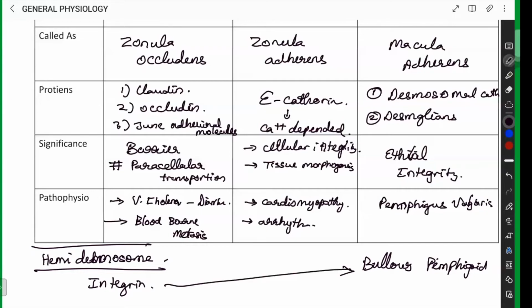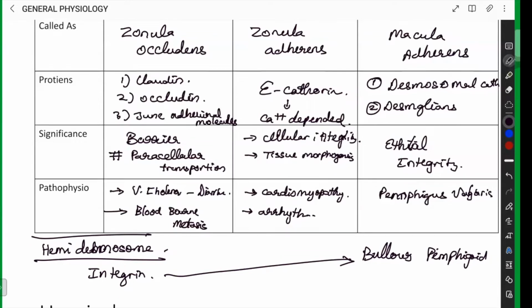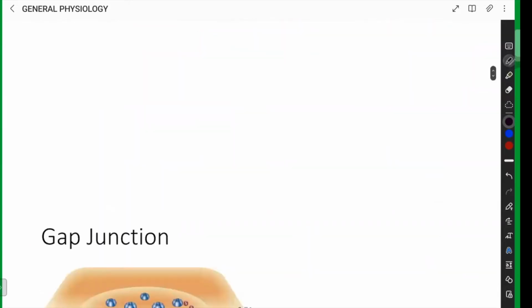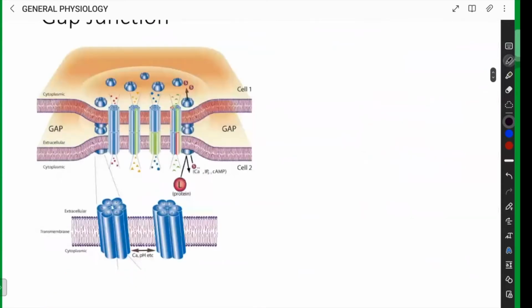Is it clear till now? Do you have any doubt? With this, we are completing the very important simple mechanical intercellular communicators. Next, we are going to move towards the last important point in intercellular communication, that is your gap junctions. I think I have covered hemidesmosomes. Now I am going to talk about the gap junction. If you have any doubt till this, you can put it in the chat box.